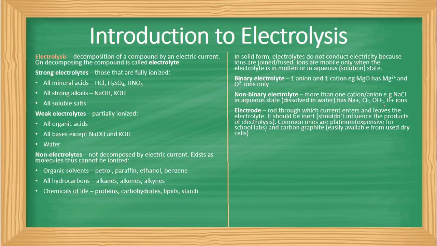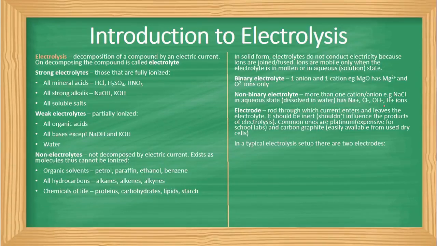Those made of platinum are very expensive, so they are not common in school labs. In school labs we use the carbon graphite, which is made of easily available materials from dry cells, which are easy to find within the environment.